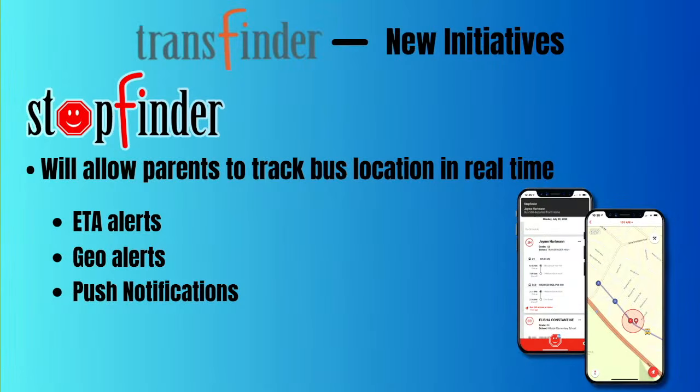So what you have here is just a screenshot, or a look at what a parent may see on the app. Last semester when we were testing it, I'd pull this up in the mornings and afternoons, and I could watch the bus navigate along the route. I set up a geo alert. I'll set up an ETA alert. It will provide push notifications to those parents.